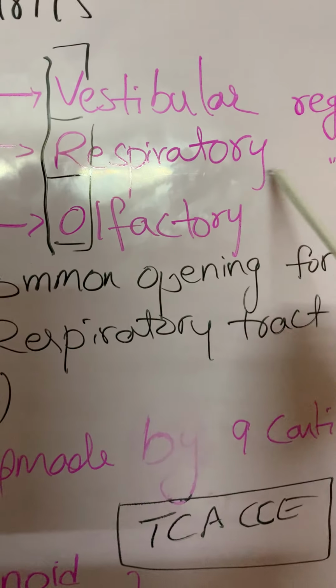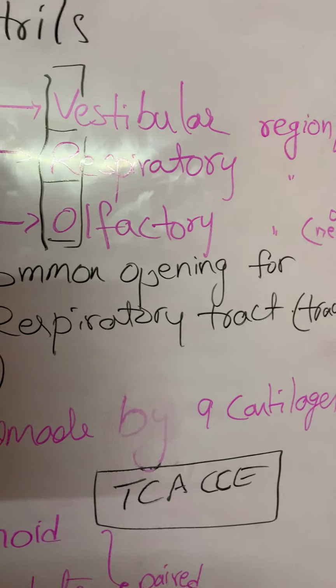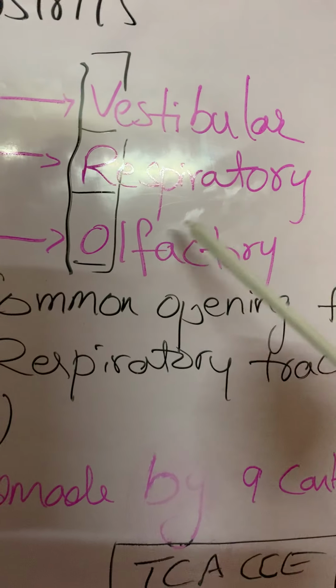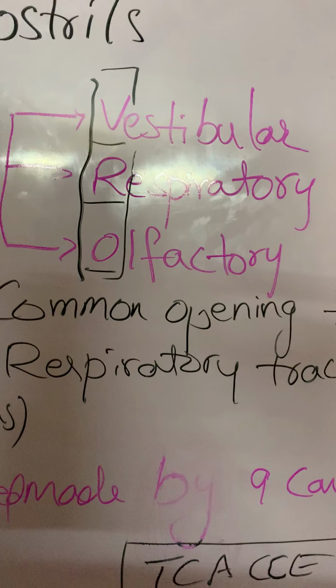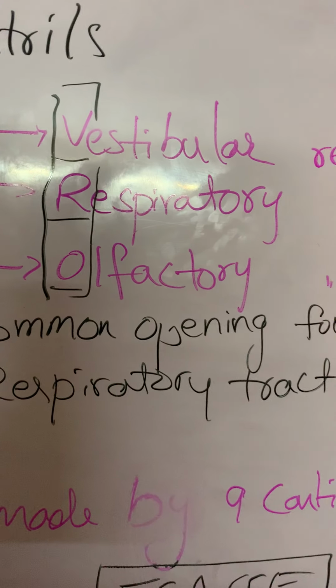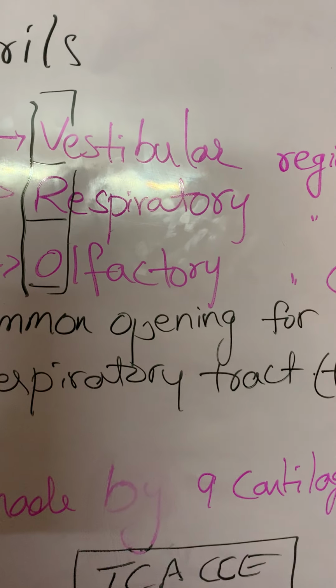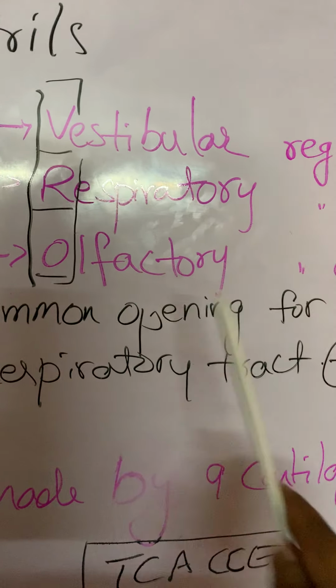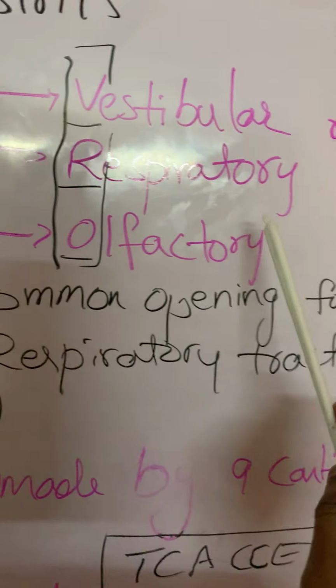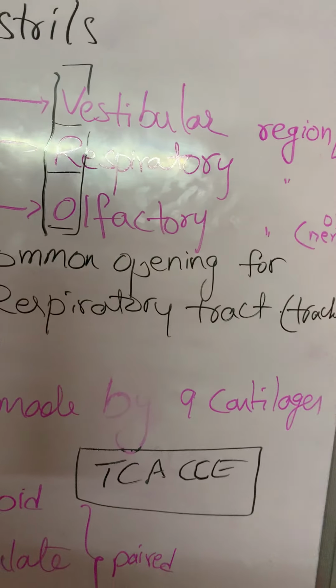In the respiratory region, three twisted bones are present. These bones are known as conchae. Twisted bones are present in the respiratory region and the bones are known as conchae.